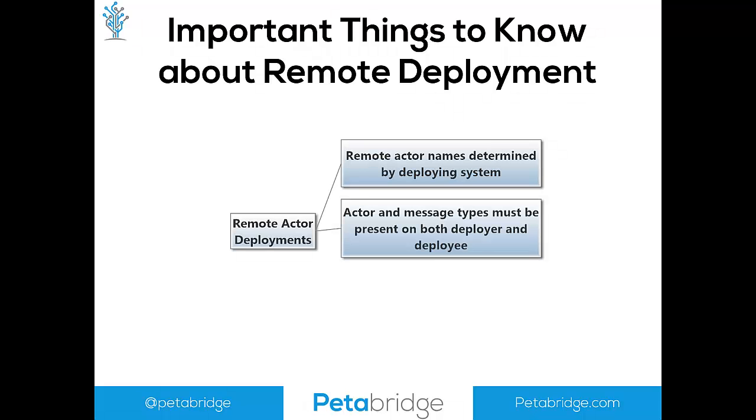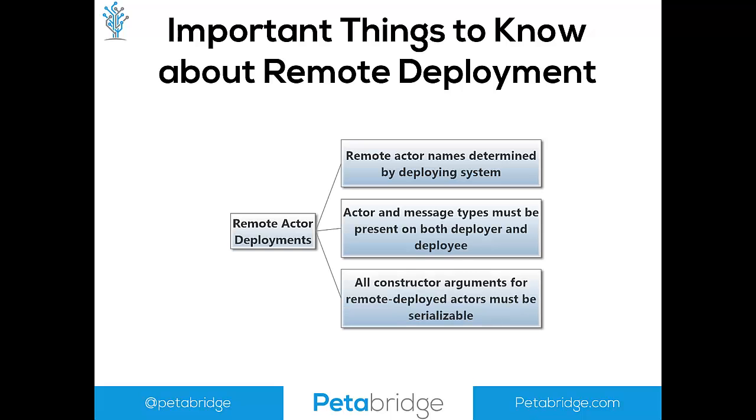The second is that actor and message types must be present on both deployer and deployee. The C# or F# type of the actor that is being deployed, the types of the arguments that are being passed into its props, and the types of messages that actor receives must be shared between the system doing the deploying and the deployee. That's why we had that shared middleware library from before.